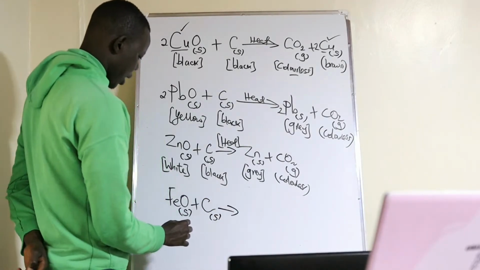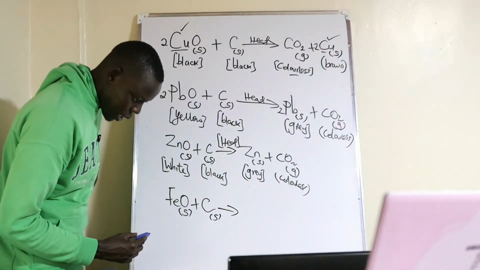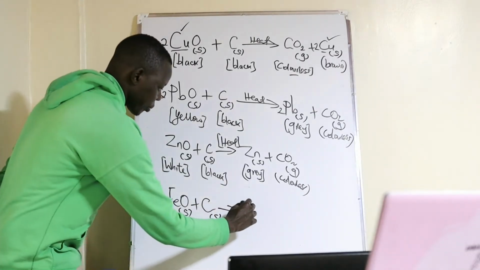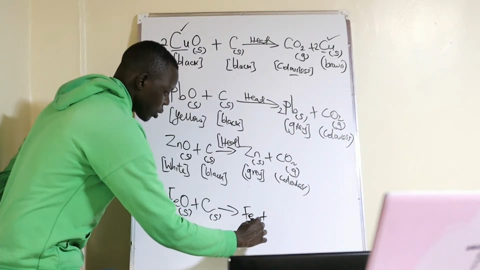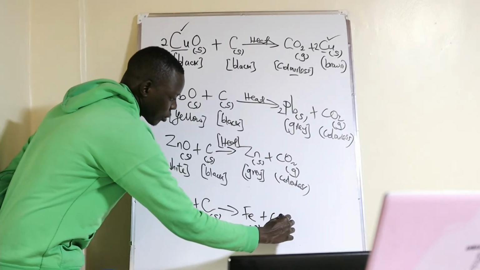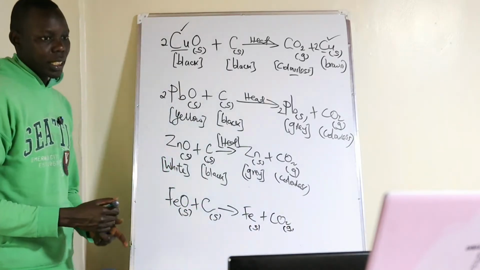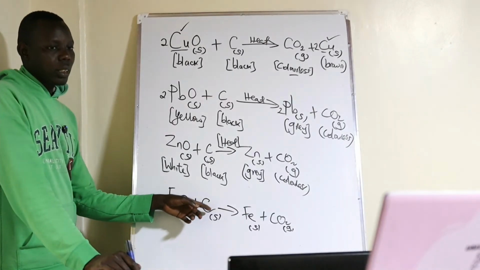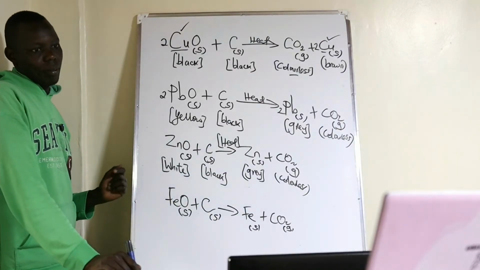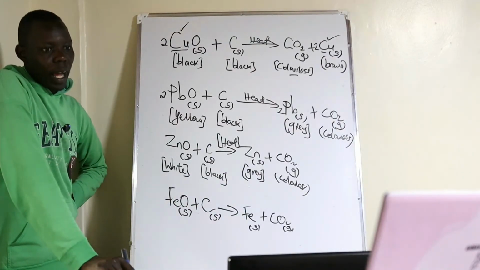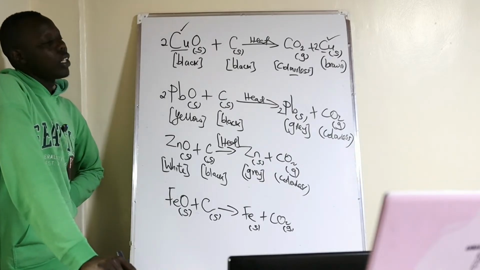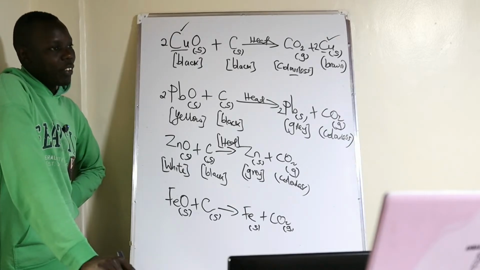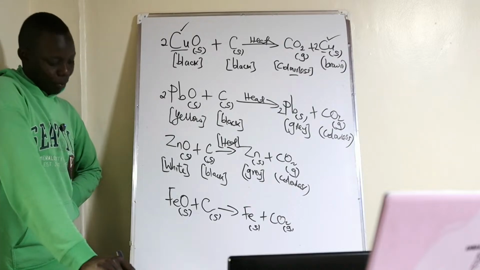will give us, hebu niangalia hapa kama hapo chini inaonekana ama haionekani. So will give us iron, which is a solid, plus CO2 gas. So let me not write, but just know that iron 2 oxide is brown, then black, gray, colorless. That is it. So the ability of carbon to remove oxygen from other metals is said to be reduction, while itself is being oxidized to carbon dioxide.